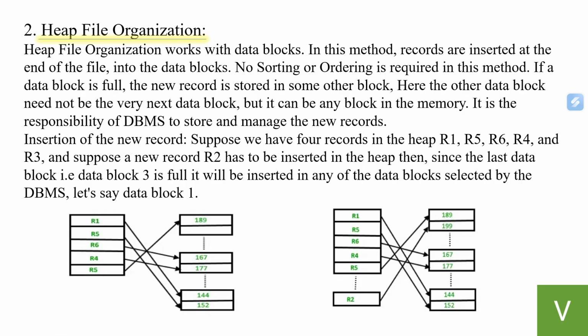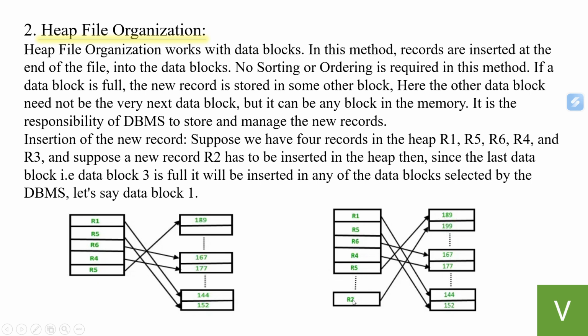Let us consider 5 different records: R1, R5, R6, R4 and the last one is R3. They are stored in different data blocks like 144, 152 and so on. In this, ordering is not possible. That is, sorting is not possible.